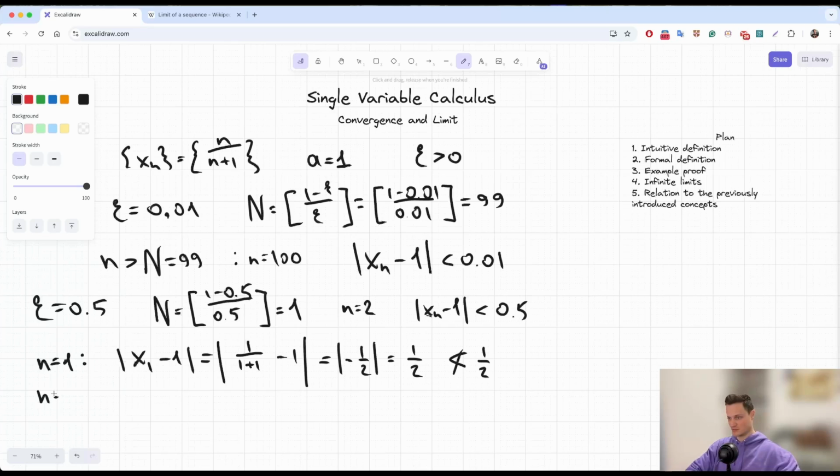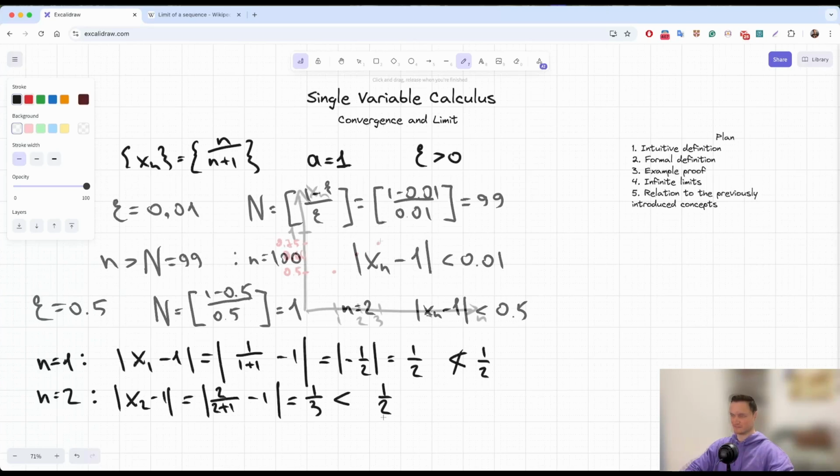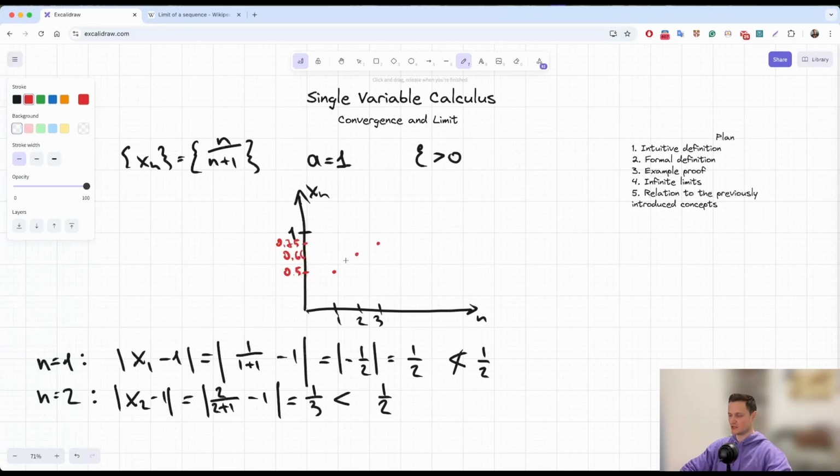Let's see what happens starting from n equal 2. The distance is actually equal to 1/3, which is less than 1/2. And for the next ones, n equal 3, n equal 4, the distance will be less and less than 1/2. So if we draw this once again, we can see that our limit is 1, our epsilon is 1/2.